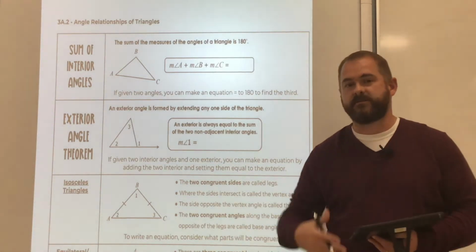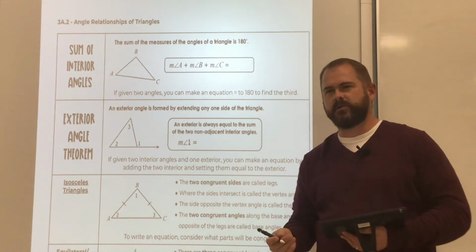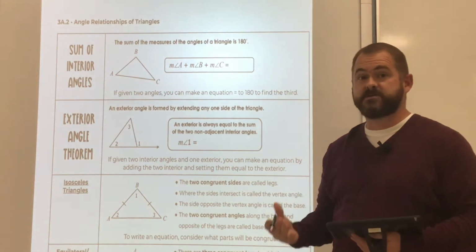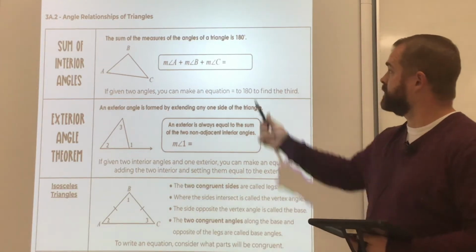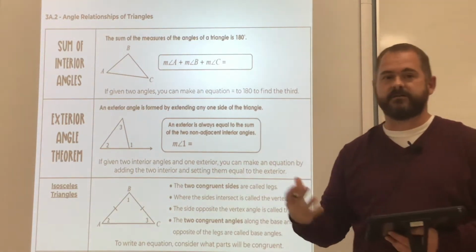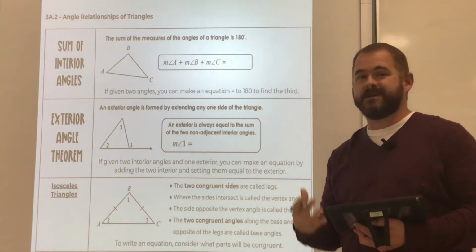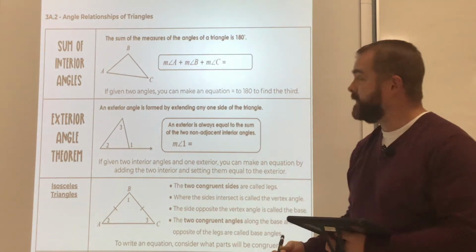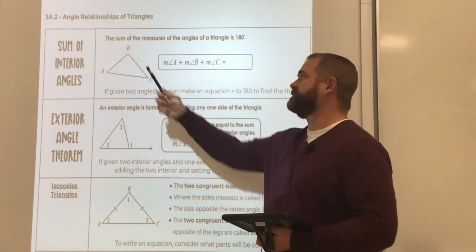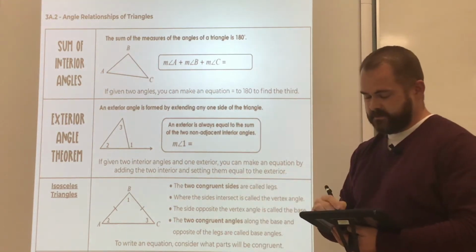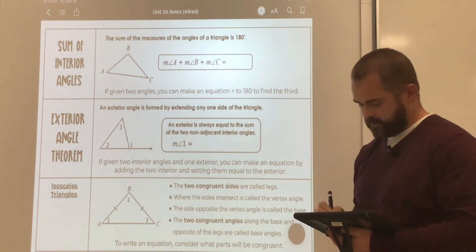Last lesson we talked about classifying triangles. Today we're looking at certain angle relationships that are always true in triangles. The first thing we want to look at is the sum of the interior angles. Remember that the word sum means addition. We are adding the angles together. And you probably already know this, but the sum of the measures of all three angles of any triangle will always have to be 180 degrees.